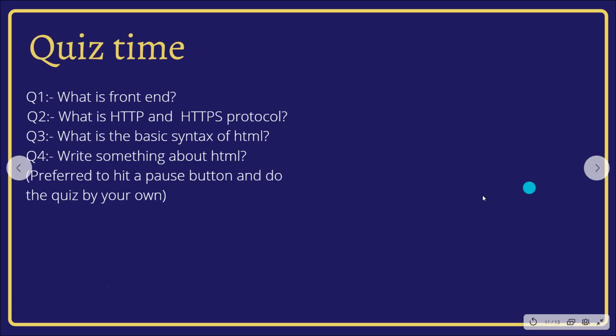Now it's quiz time. First question of the quiz is what is front end? Second question is what is the HTTP and HTTPS protocol? Third question is what is the basic syntax of HTML? Fourth question is write something about HTML. I would suggest that you hit the pause button and do the quiz on your own. By the count of three, I will be providing answers to you. But still, I suggest you answer these questions on your own. One, two, three. And here we go.